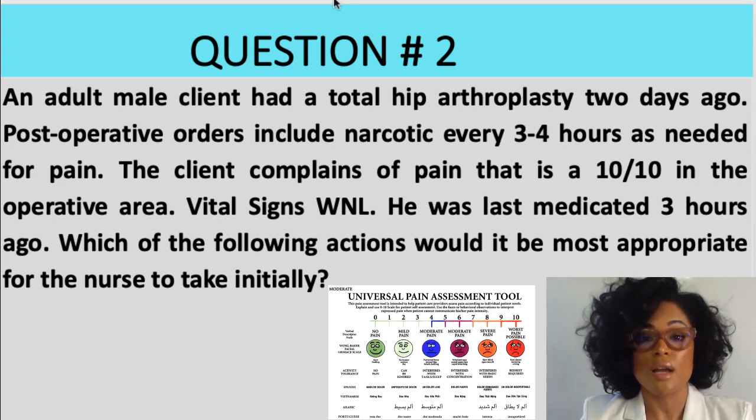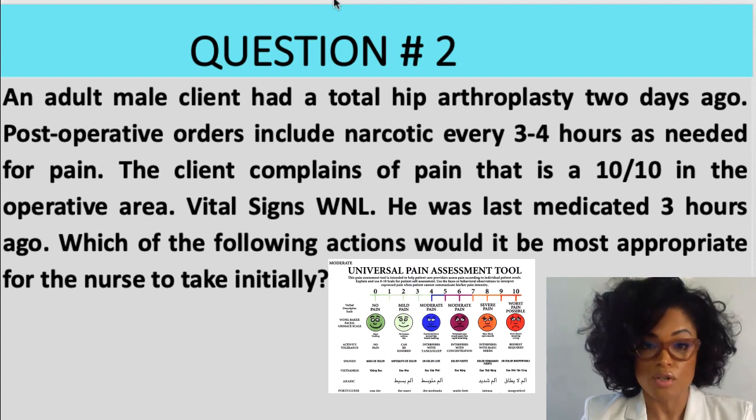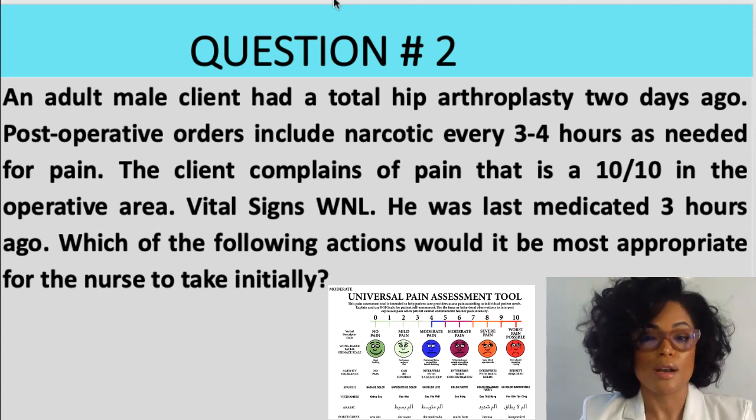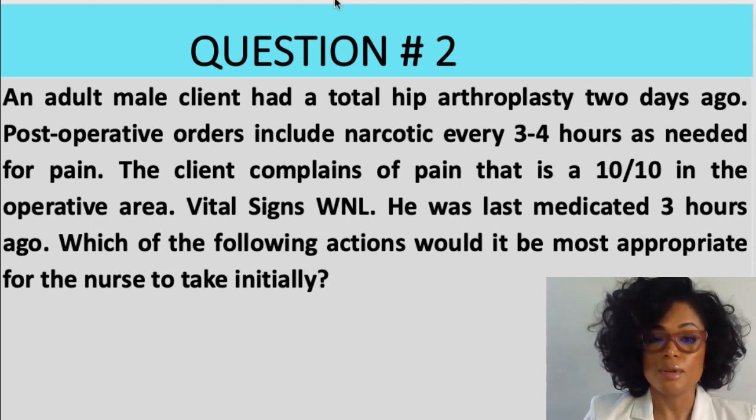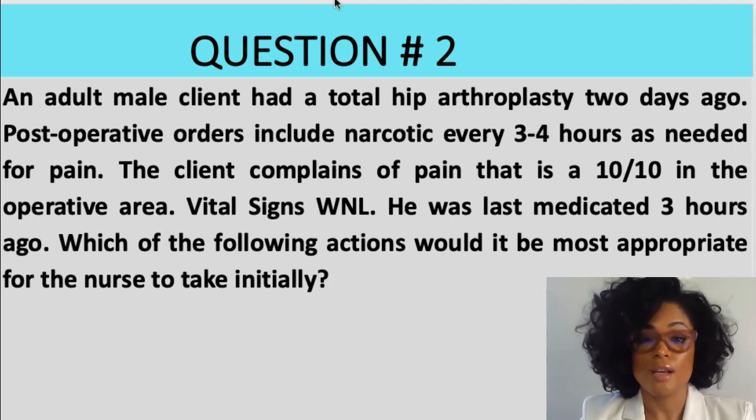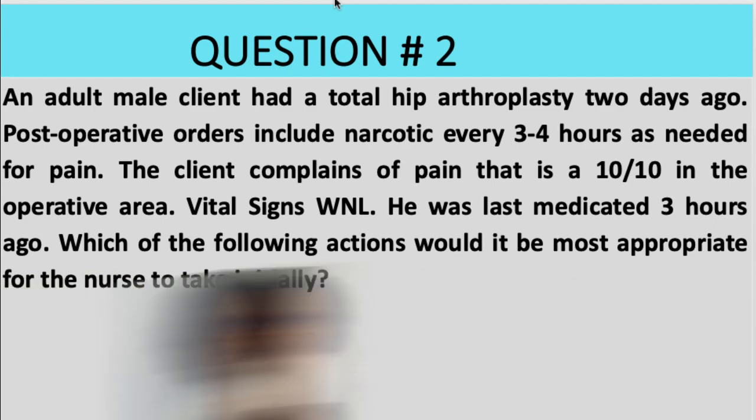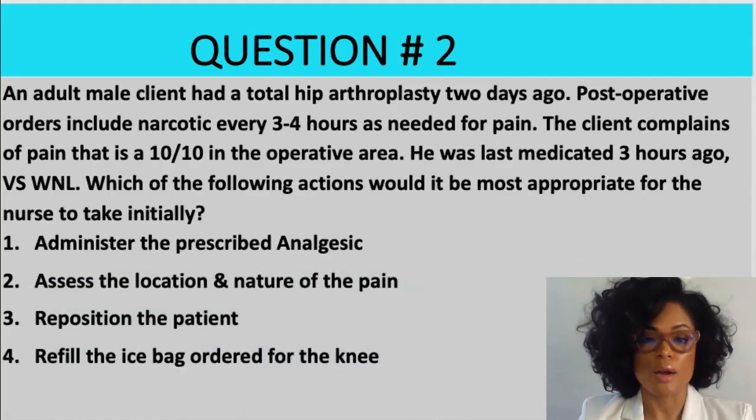And these are actual NCLEX questions. You will never get these questions because they've already gotten out of the system. But this is how you would determine an assessment or an intervention. And here, let's look at the answer choices. Number 1, administer the prescribed analgesic. Number 2, assess the location and nature of pain. Number 3, reposition the patient. And number 4, refill the ice bag ordered for the knee.